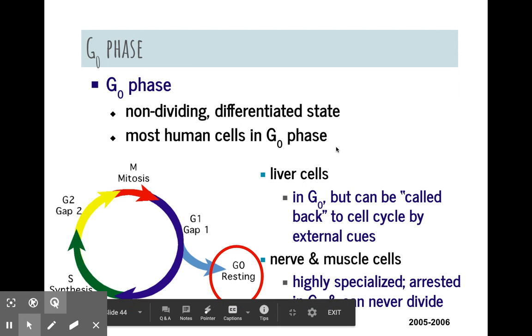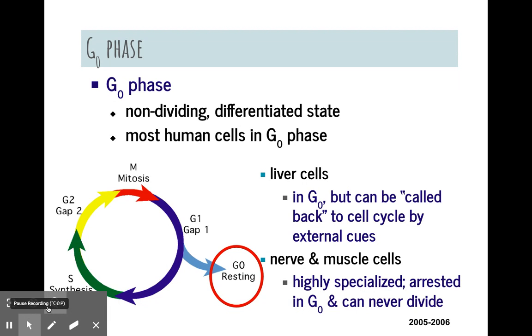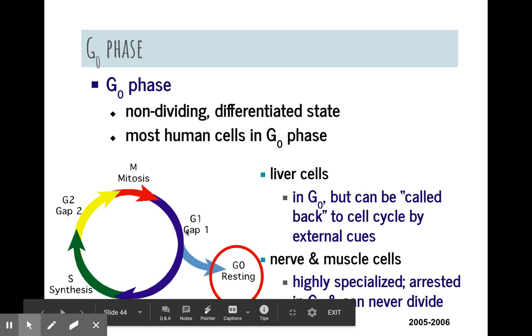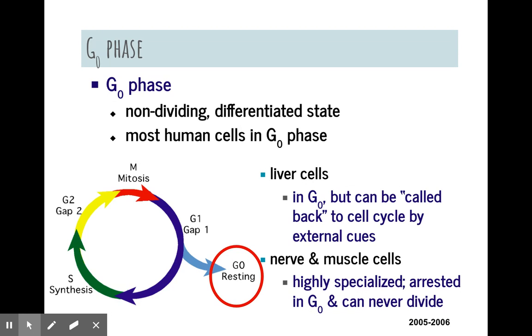Okay, the G0 phase is a non-dividing, differentiated phase. Most human cells are in the G0 phase. Some cells that are in the G0 phase would be like our liver cells, right? So they're in G0, but they can be called back to the cell cycle by external cues. So if there's some sort of damage to the liver cells, they can then go back into the cell cycle. Nerve and muscle cells are highly specialized cells, so they are arrested in the G0 phase and they never divide.